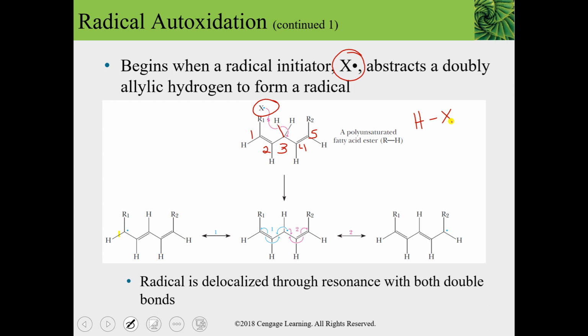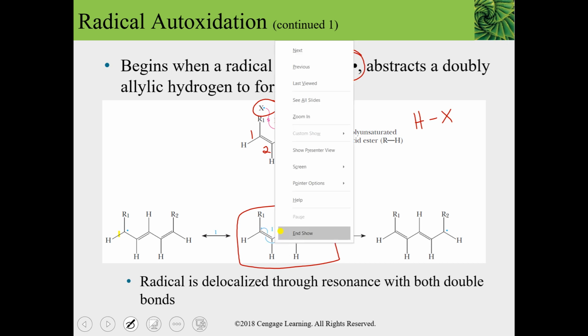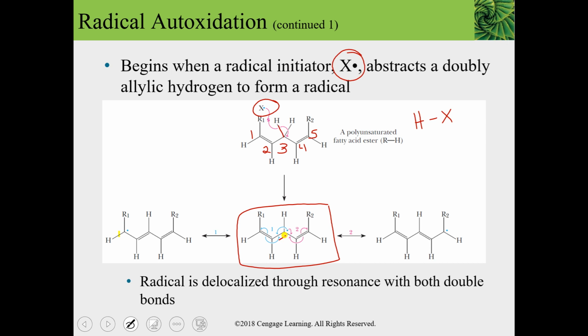Once that happens, and this is our product, what's going to happen is resonance. The radical and an electron from the blue double bond will form a new double bond here, putting the radical onto this carbon, which is what we see here. Or the radical can go between carbons 3 and 4, and an electron from the double bond between 4 and 5, I'm looking at the pink now, can form a double bond here, forming the radical here to get this. Either one can happen.